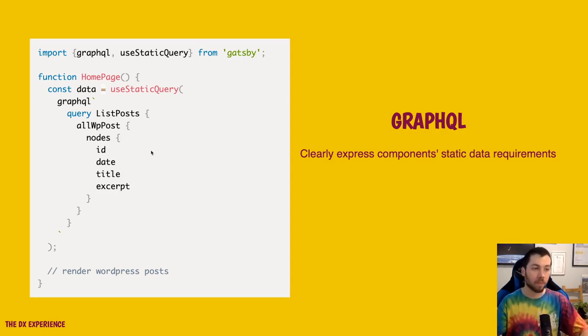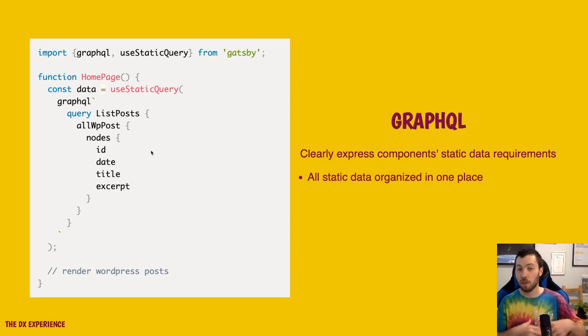But beyond that, using GraphQL as a data layer also means that all of my website's static data is organized in one central place. I could have data coming from many disparate sources, but I'm able to interact with it all through one mechanism, which is GraphQL in this case.